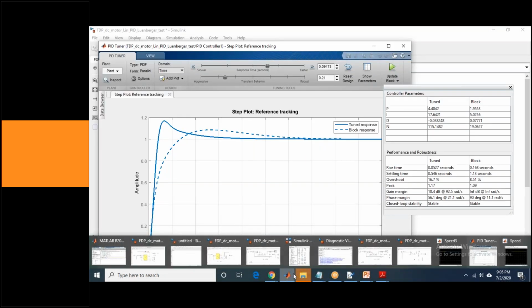That depends on whether your plant is continuous or discrete. Here we have taken the continuous plant, but if you want a discretized implementation, mostly we have to go with the discrete PID controller design. We have taken a very simple continuous linear plant, so that's why we are selecting that option. If your plant is discrete, you can go for it.